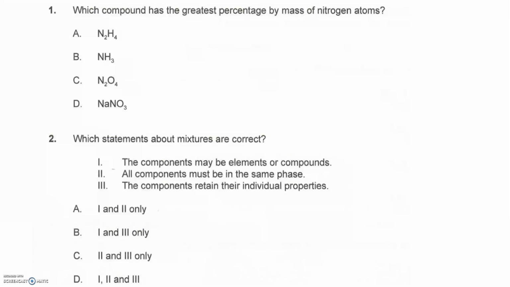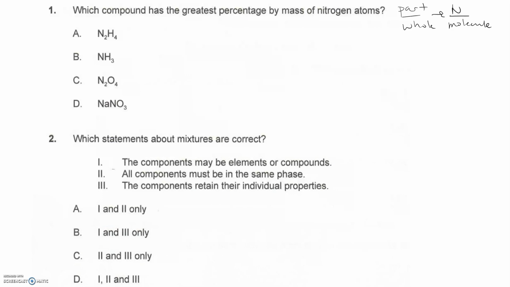This is from the May 2017 examinations, paper 1. The first question here is looking at the greatest percentage by mass of nitrogen atoms. So really what that's asking for is the part over the whole, the part here being the nitrogen, the whole being the whole molecule. So we think about masses.